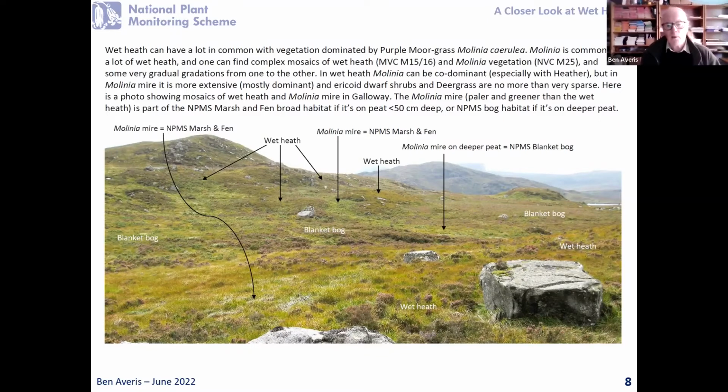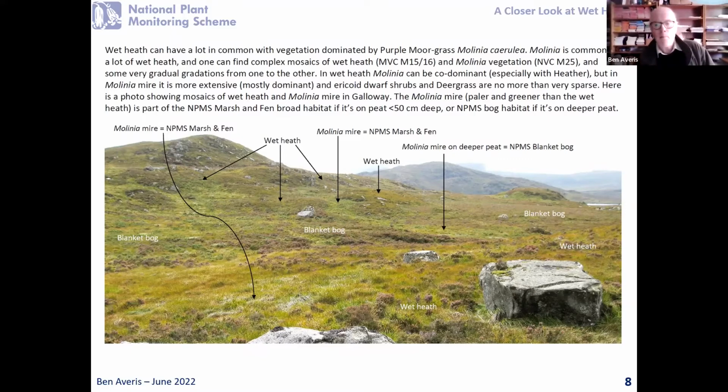So here we see little bits of Molinia mire patched there amongst the more heathy wet heath and blanket bog. The Molinia mire can do particularly well in a wet heath dominated landscape in places where there's just a little bit of flushing, little hollows, slightly deeper peat than the rest of the wet heath. But it varies. It grows across a huge range of habitats. Molinia is really common. But you want to be on the lookout for Molinia-dominated vegetation because it's a slightly different kind of vegetation than the wet heath and the bog.